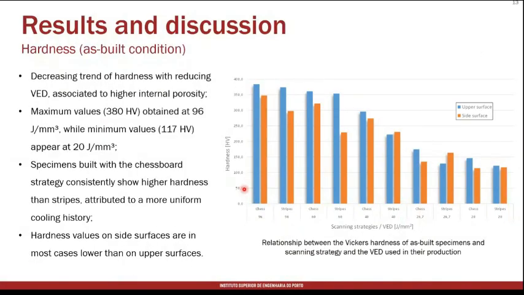In terms of hardness, before heat treatment, the hardness decreases with smaller VED because we have higher porosity. We have the maximum hardness of about 400 Vickers at 96 VED, while we have much smaller values, about 140, at 40 joules per cubic millimeter. Once again, comparing the fastboard with the stripes, we can see that we have higher hardness with the fastboard because of the more uniform cooling history.